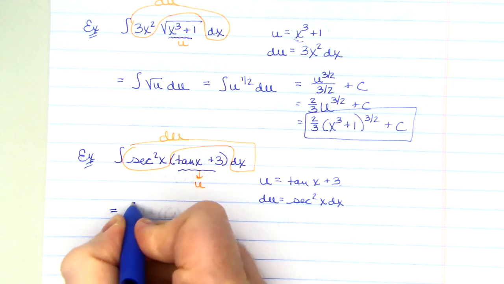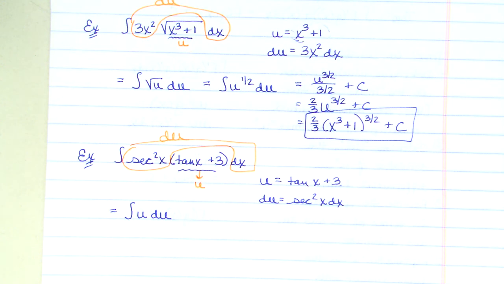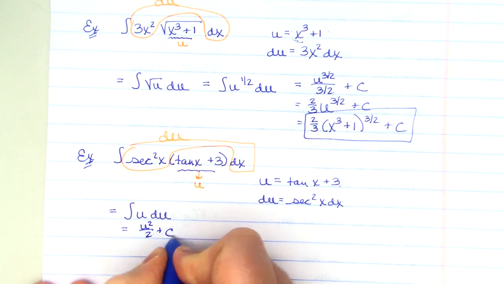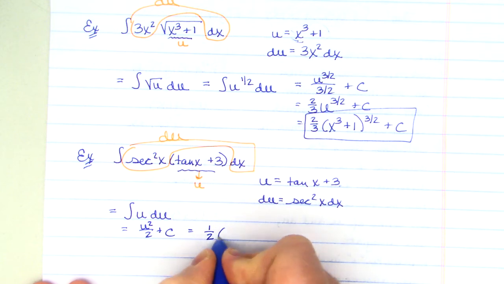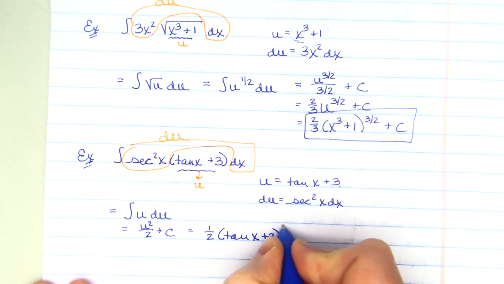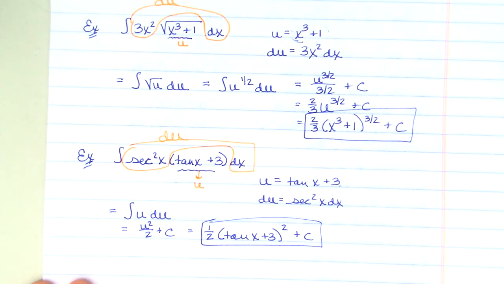We're going to get the integral of u du. See if you can finish this. Integrate, and when you're done, replace the u with the x thing. U squared over 2 plus a constant, so 1/2 times the tangent of x plus 3 in parentheses squared plus a constant. If you try to find the derivative of this, you're getting that problem back.